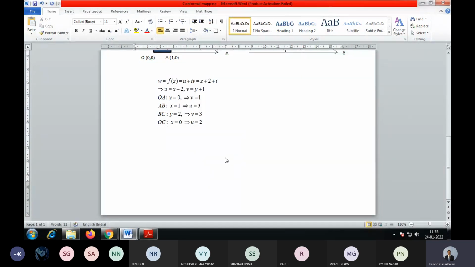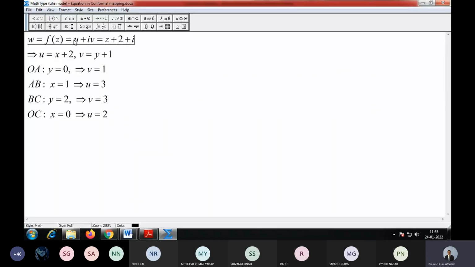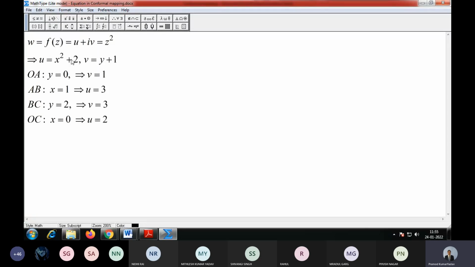So for the next question, what is given? Z square. Z square means what we get: x square minus y square. Here Z is equal to x plus iy. Z square means, you know what will happen? Z means x plus iy, whole square.